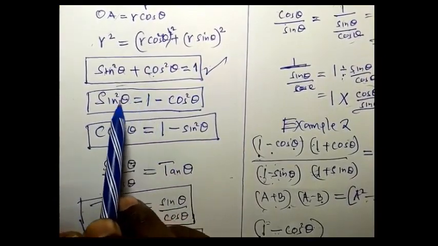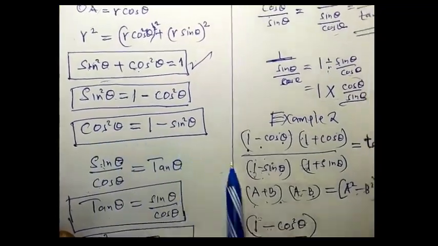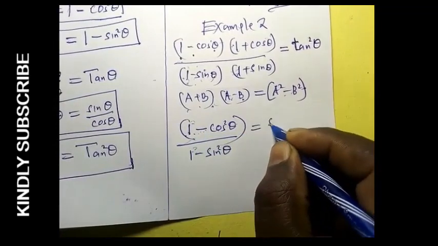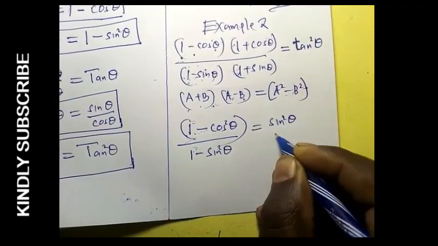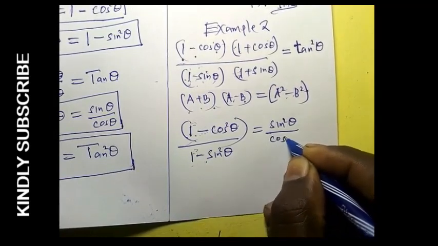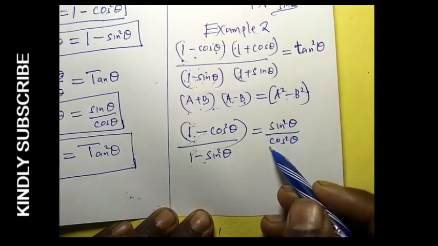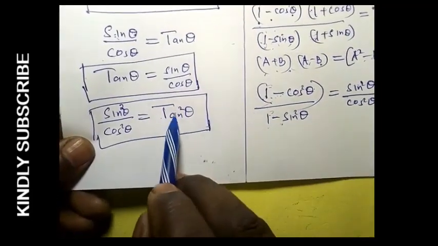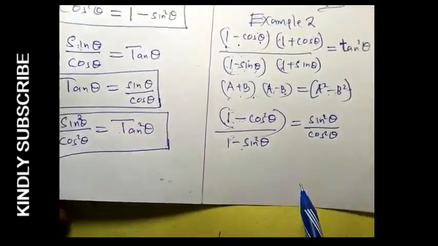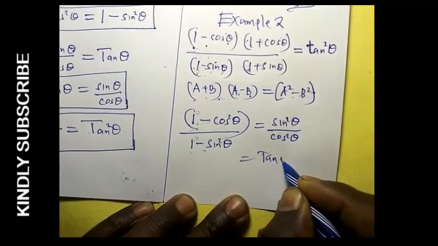It means 1 minus cos square theta. So what does this mean? This is simply sin square theta. What about this? This one simply means cos square theta, right? What is sin square theta over cos square theta? It is tan square theta. So this one is tan square theta.